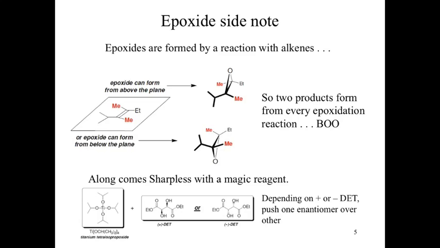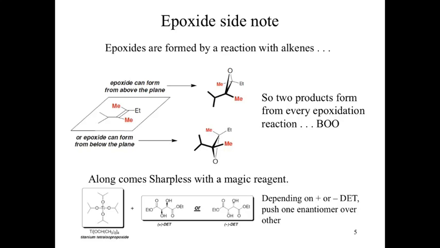So somebody else came along and said, well, that's a load of junk. Let me fix it. This is where Sharpless came through with a magic reagent, which is referred to as the Sharpless catalyst. What he noted is that when he used his catalyst and a particular combination of species, he could force one enantiomer to be formed over the other. So we could go from a 50% maximum yield to like 100% maximum yield.